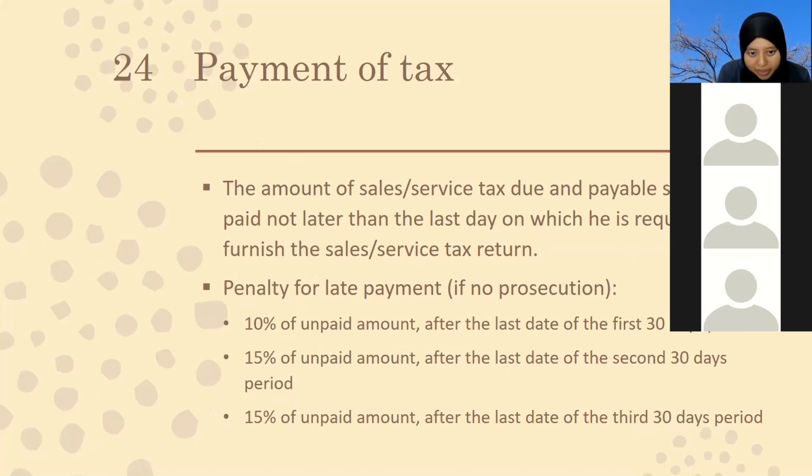Okay, so the penalty will be 10% of unpaid amount after the last date of the first 30 days period. And then 5% of unpaid amount after the last date of the second 30 days period. And 15% of unpaid amount after the last date of the third 30 days period. Okay, so it stops up to there. So in total, if you don't pay at all, you will be penalized for 30% in total. Okay, you are given like 90 days to make payment.